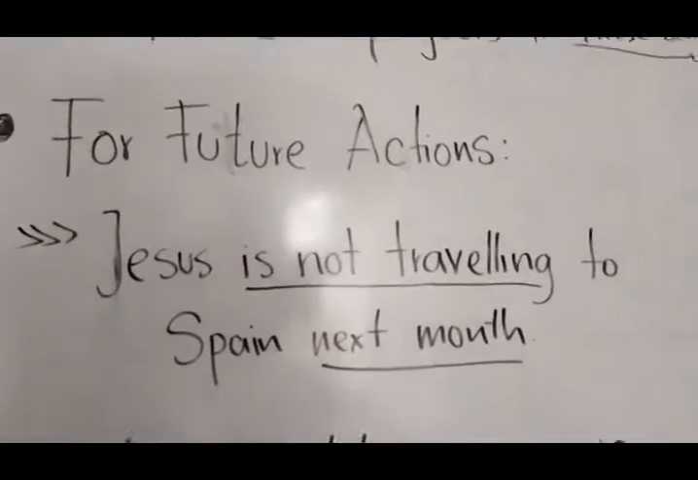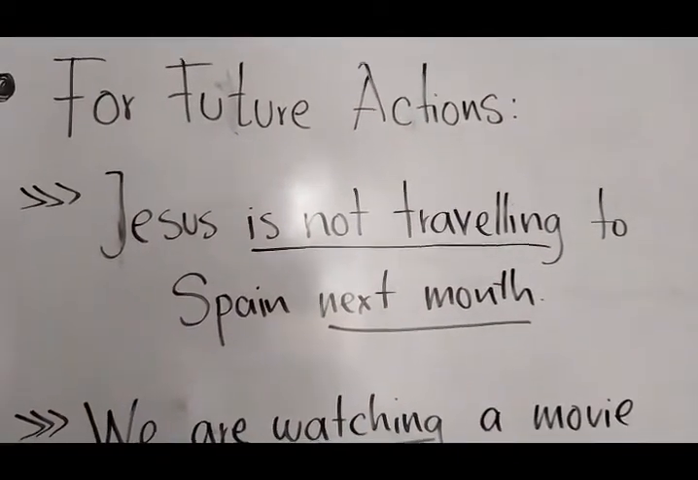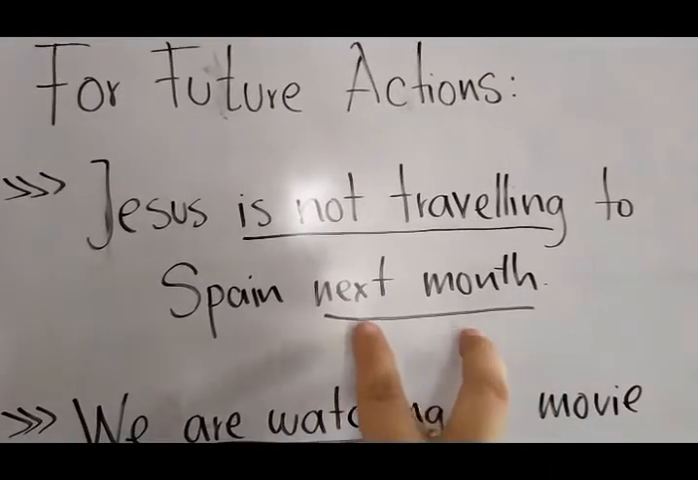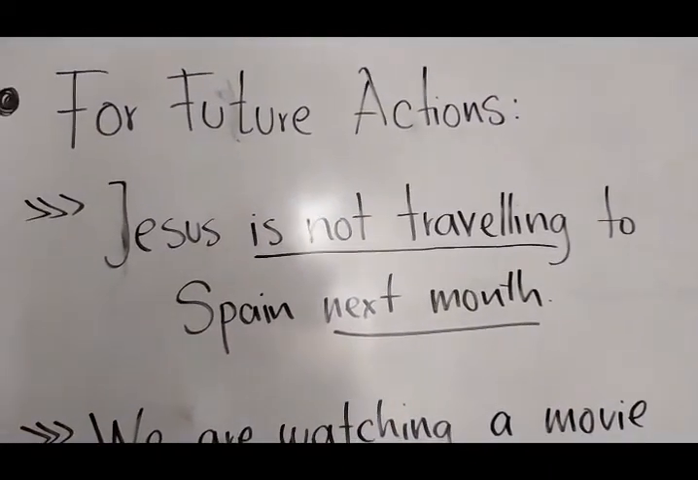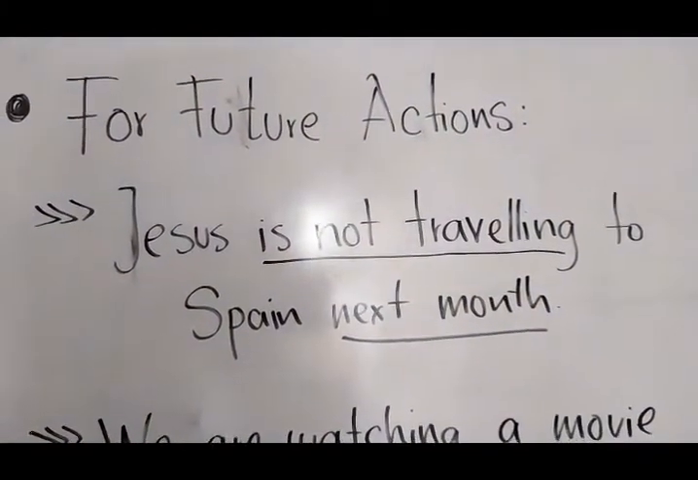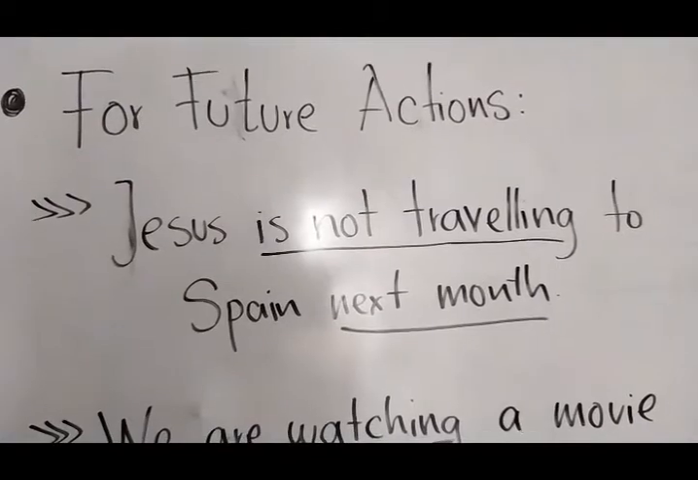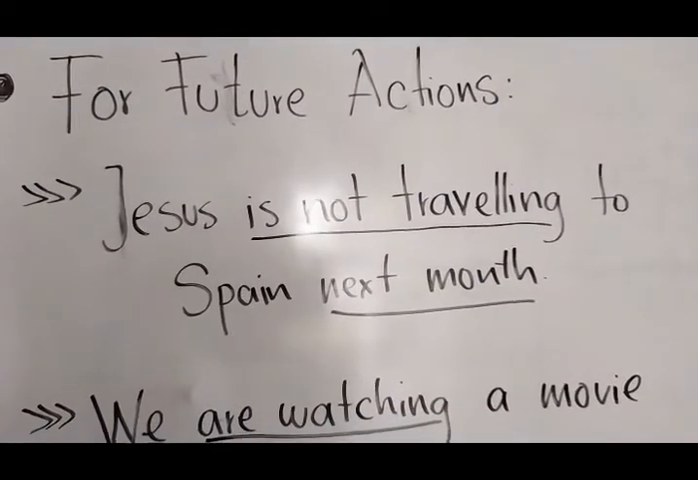For example, Jesus is not traveling to Spain next month. Miren que están hablando next month, el próximo mes. Están hablando de una acción que él va a realizar, o en este caso, como es negativa, algo que él no va a hacer. In this case, Jesús no estará viajando a España el próximo mes.